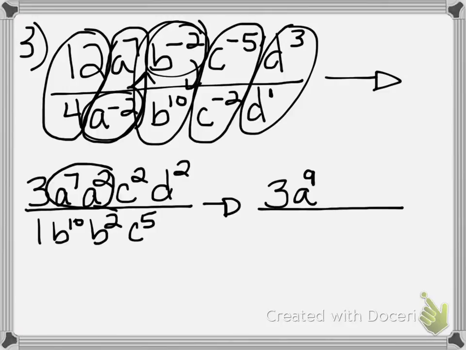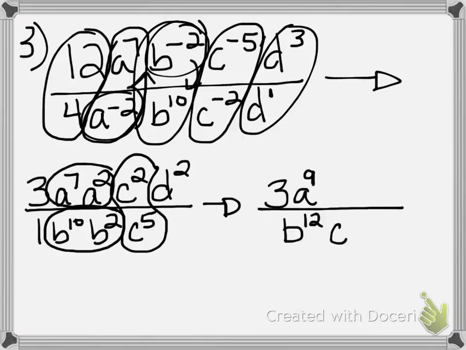And what I'm noticing down here in this denominator, I've got two b's, so let's join those together. B to the 10th and b to the 2nd, that's going to be b to the 12th. And then I have my c's. So you have to ask yourself, where is c's exponent bigger? It's bigger in the denominator.